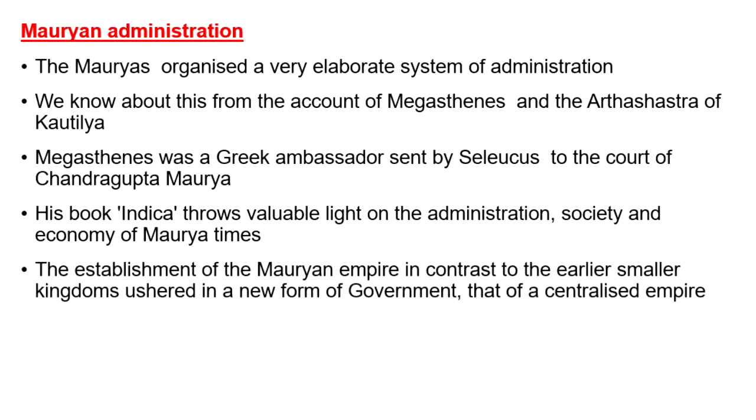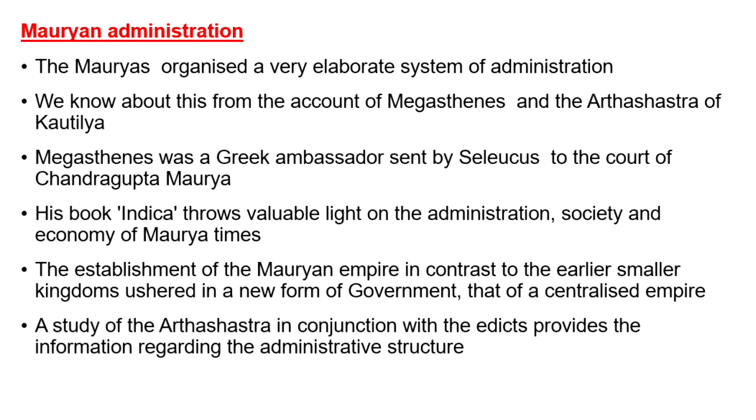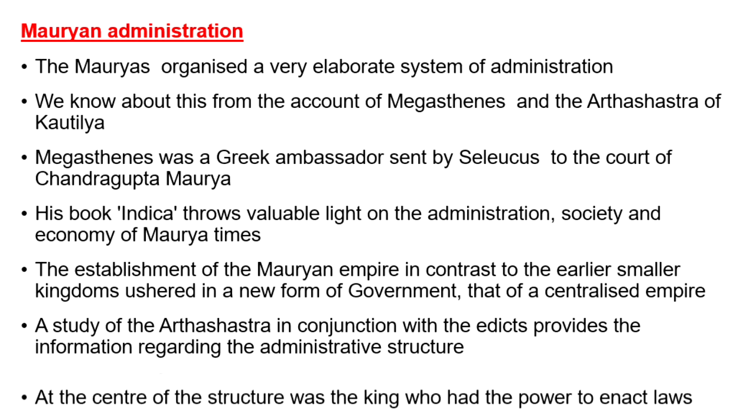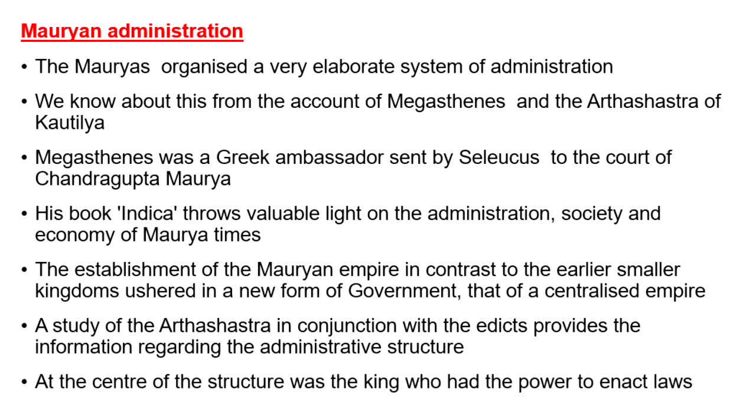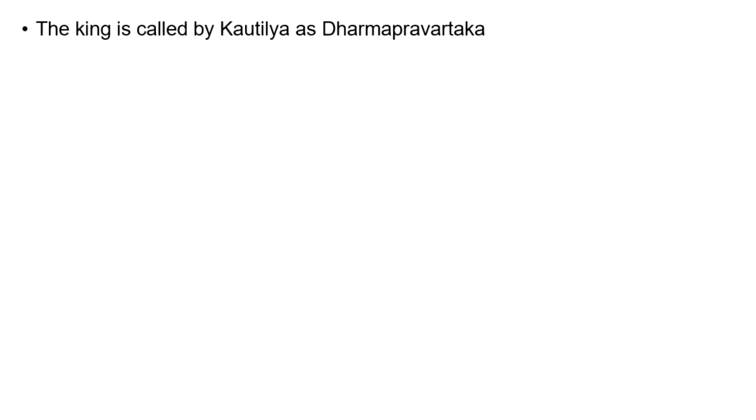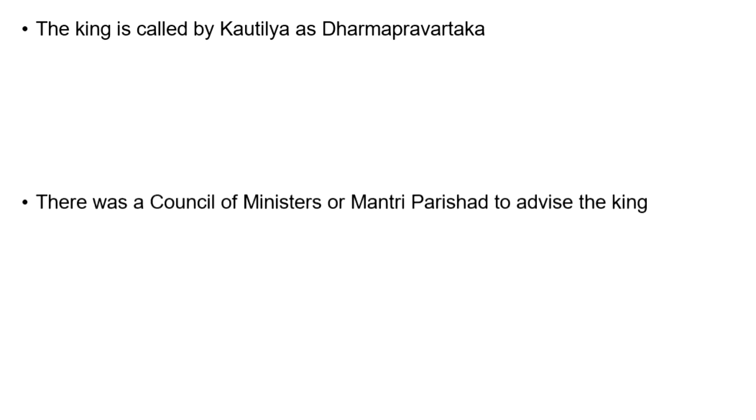The establishment of the Mauryan Empire, in contrast to the earlier smaller kingdoms, ushered in a new form of government, that of a centralized empire. A study of the Arthashastra in conjunction with the edicts provides information regarding the administrative structure. At the center of the structure was a king who had the power to enact laws. The king is called by Kautilya as Dharmapravartaka.